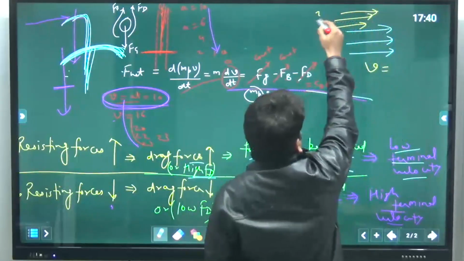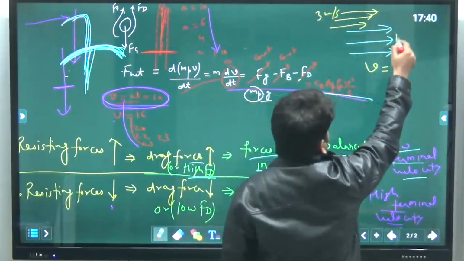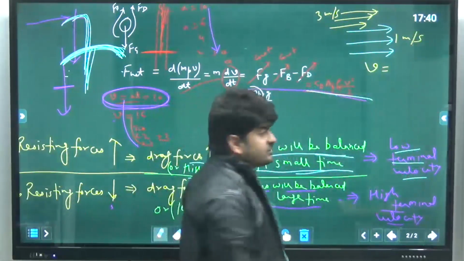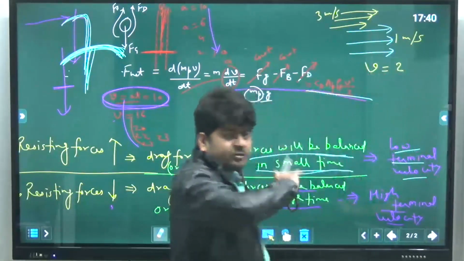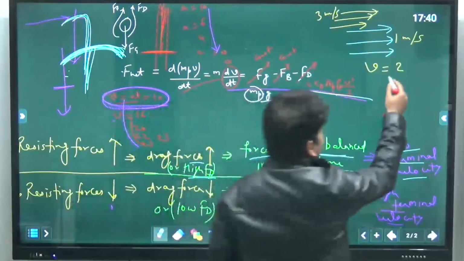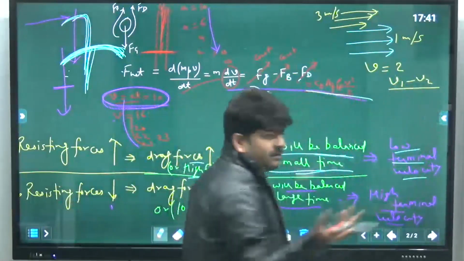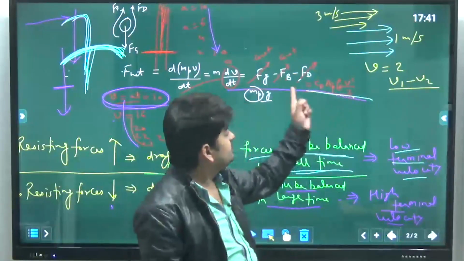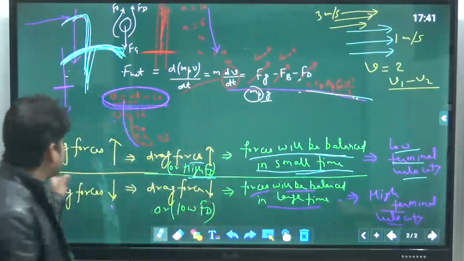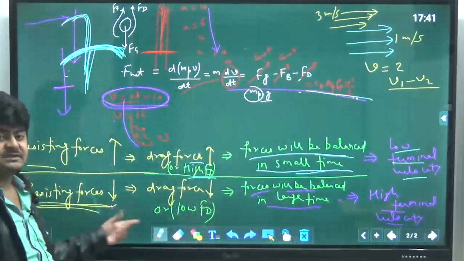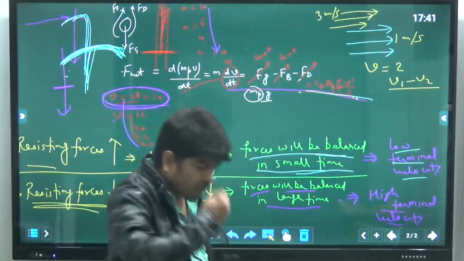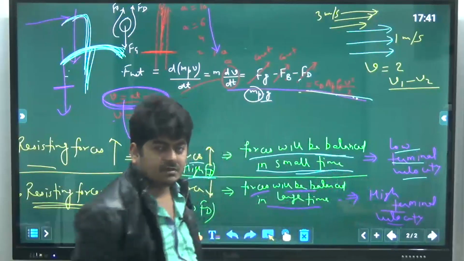What will be your terminal settling velocity? Suppose you are moving with a velocity of 3 meters per second and the river is moving with a velocity of 1 meter per second. Then your relative velocity will be 3 minus 1, that is 2, as both of you are moving in the same direction. That is V1 minus V2. So relative velocity is small, drag force will be small, that means resistive forces are small. And if resistive forces are small, then you have to put in less effort to move in the forward direction.